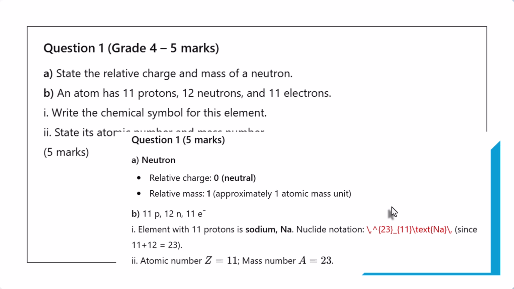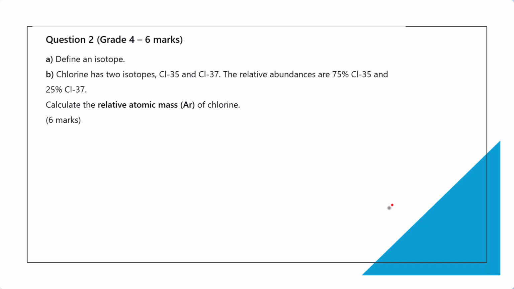Right, so we're going to move on to question 2. Question 2 is on isotopes. They want you to define what an isotope is and do some calculation. So I want you to pause the video and do question 2. Again, this is just grade 4 to 5-ish, really.